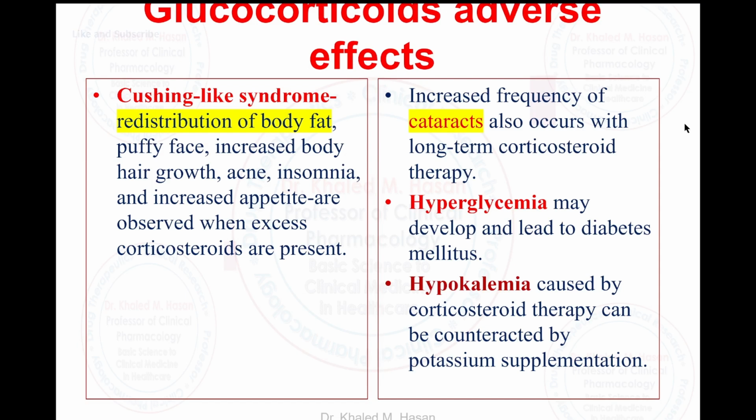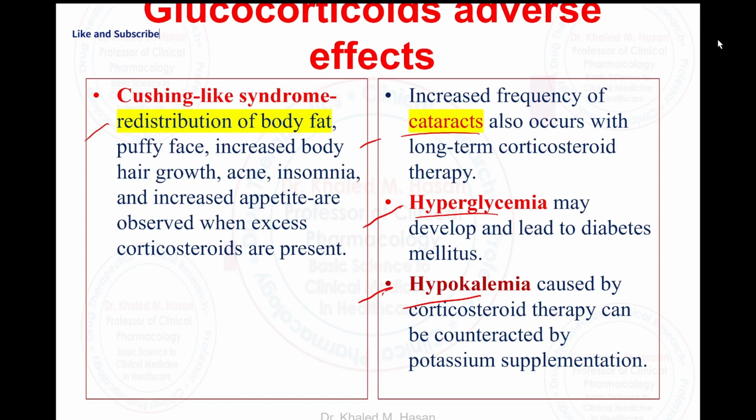Adverse effects related to cortisone include Cushing syndrome, redistribution of fat in the body. We have symptoms such as puffy face, increased body hair growth, acne, insomnia, increased appetite. The patient may suffer from cataract, hyperglycemia, hypokalemia. We have a slide regarding Cushing syndrome to cover the information. So we need to remember hyperglycemia, hypokalemia, cataract, and fat distribution when you treat the patient with glucocorticoids.